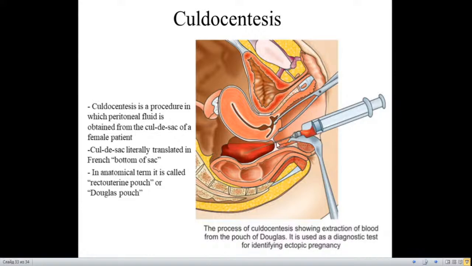And actually, how culdocentesis is performed. A needle is inserted through the posterior vaginal fornix into Douglas pouch, then the nurse or doctor aspirates the contents of Douglas pouch, and we see it in the syringe, and we can analyze it. If it is blood, it means internal bleeding happens, or inflammatory fluid called exudate. Then another tactic of treatment is used.